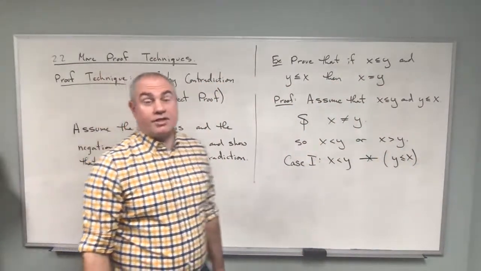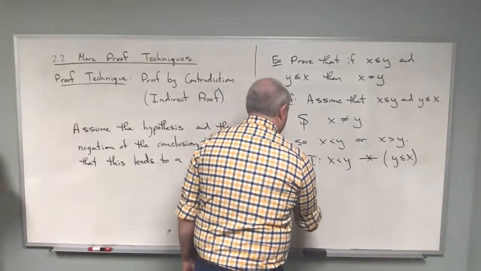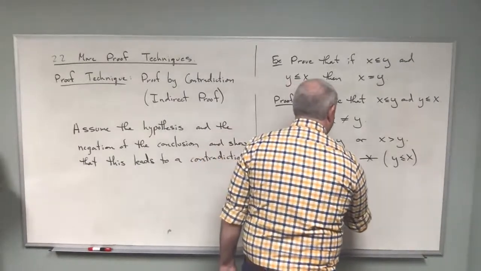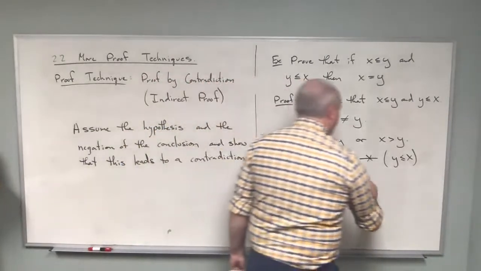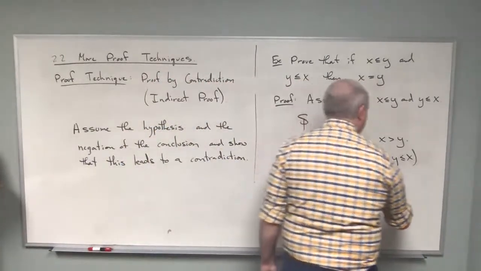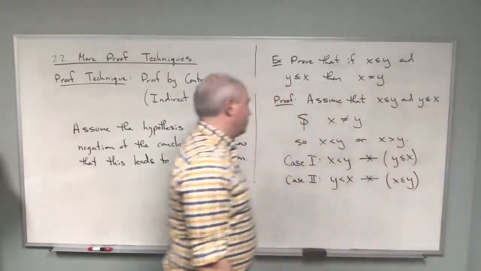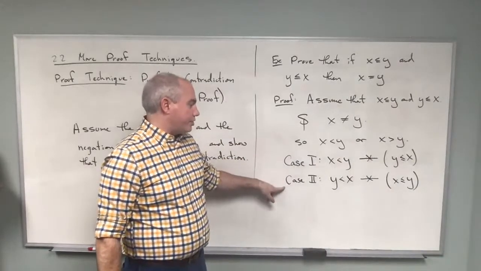It contradicts that y is less than or equal to x. And case two would be that y is less than x. But this is also a contradiction because I know that x is less than or equal to y. So either way, this leads to a contradiction.